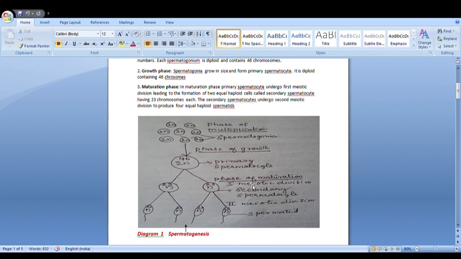Next comes the phase of maturation. In this phase of maturation, first and second meiotic divisions take place. In the first meiotic division, we can see two cells are produced here. They are having 23 chromosomes, that is, they are haploid. These cells are called secondary spermatocytes. Secondary spermatocyte undergo second meiotic division. Thus, 4 equal haploid spermatids are produced. So, the first stage is over, that is formation of spermatid.